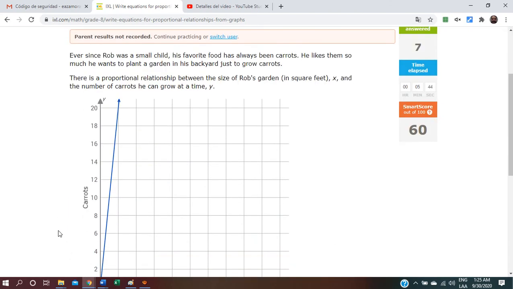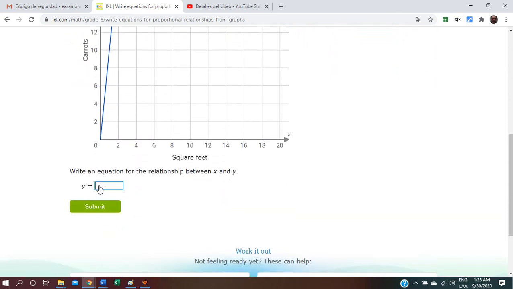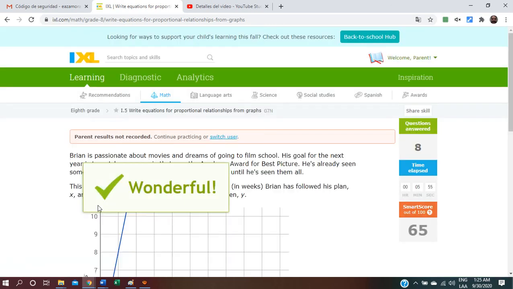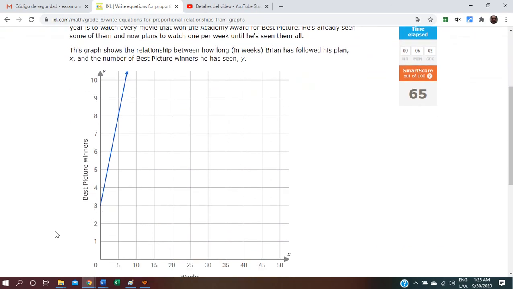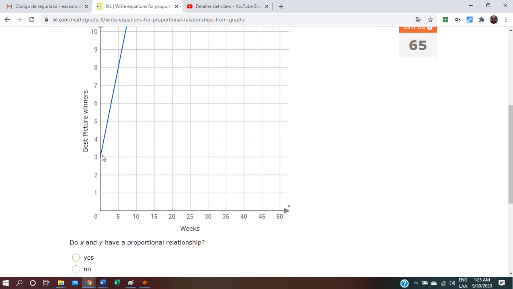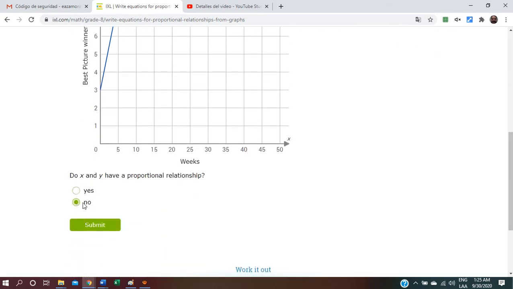Okay, this is the last one we're going to do together. So 20 divided by 2 equals 10x. This is going to be a piece of cake for you. Well, let's do the 10 of them. So, okay, in this case, as you can see, it doesn't start at 0. So there is not going to be a proportional relationship. So we just answer no.